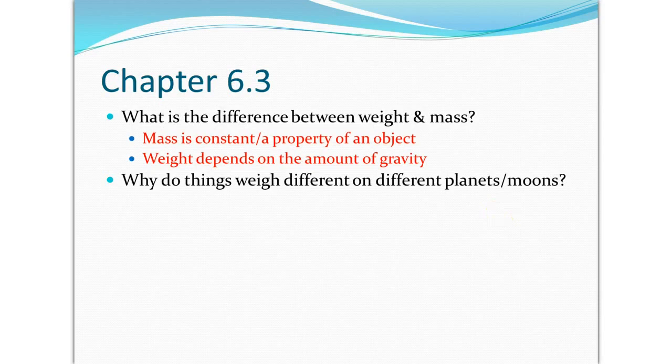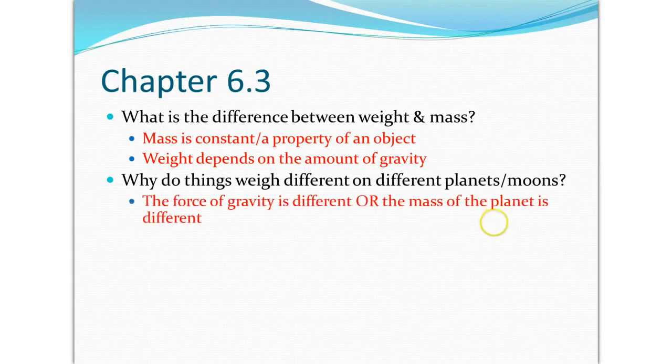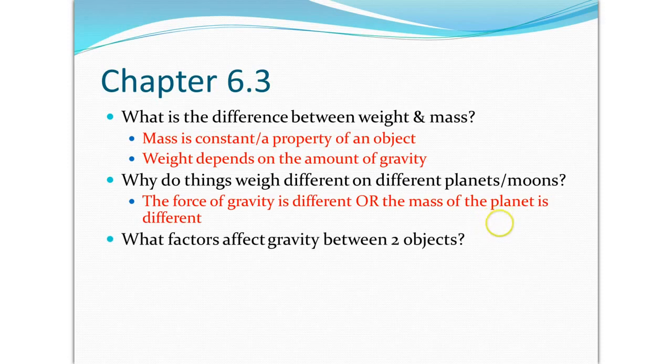Why do things weigh different on different planets or moons? We kind of talked about this just a couple of minutes ago. The force of gravity is different, so you're going to weigh differently because the force of gravity is different. Or you could even talk about how the mass of the planet is different. Either of those, they go together, and you could talk about the first part about gravity or the second part about mass and get that question correct.